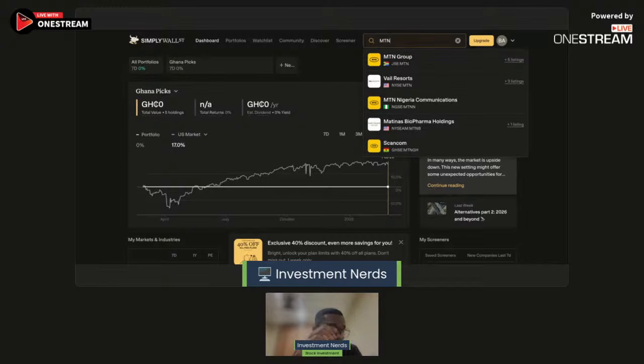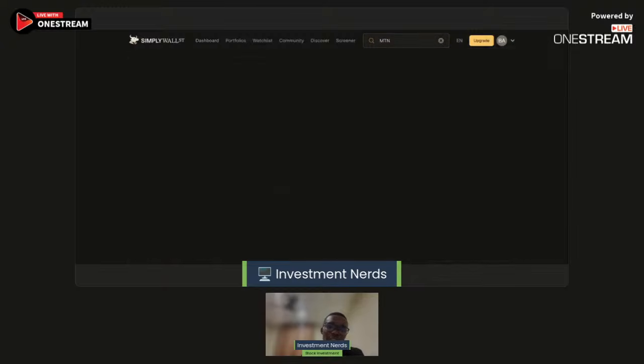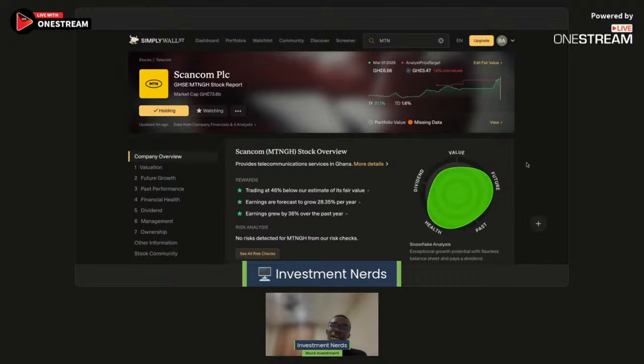So I'll select the stock that I want to look at. In this case, I want to look at MTN Scancom PLC, which is the MTN from Ghana. When I select it, a screen pops up. Please, this is important, especially if you need to find out if something is overvalued or not, because you and I cannot go and download all their books and do the analysis. Are you getting my point?